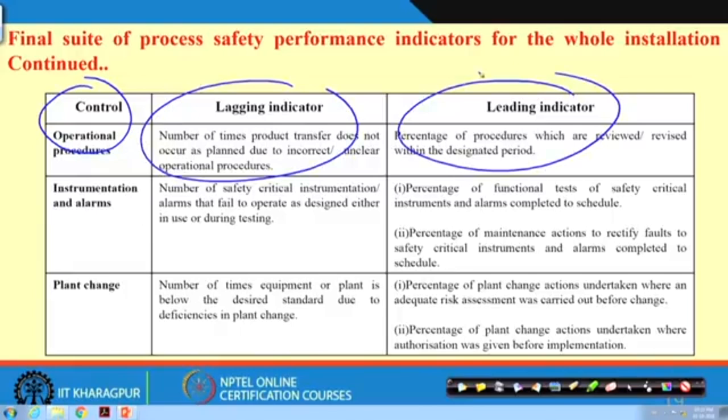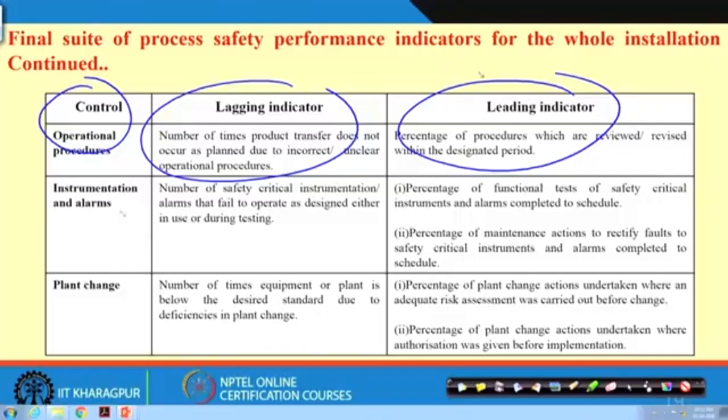We have not put in more initiating mechanisms, only a few initiating mechanisms. For that I am writing here. If you put in all initiating mechanisms, probably this list will be much longer. So, this is the risk control system, these are the lagging indicators, these are the leading indicators. This is the plant change, with leading and lagging indicators. We have discussed these things already.